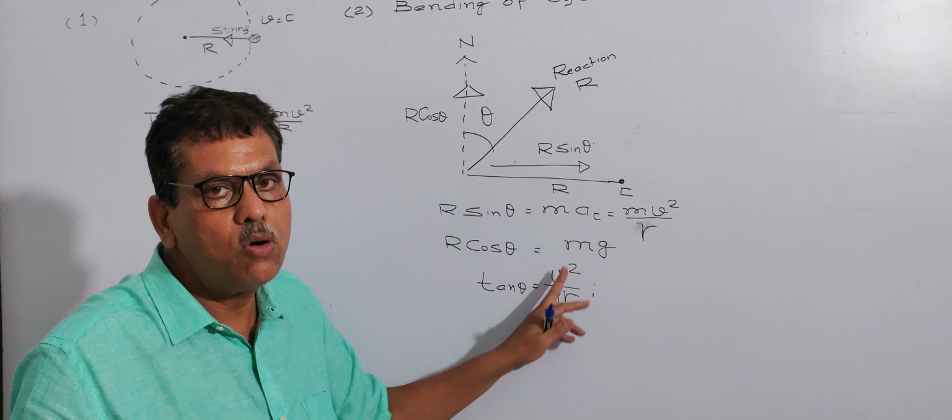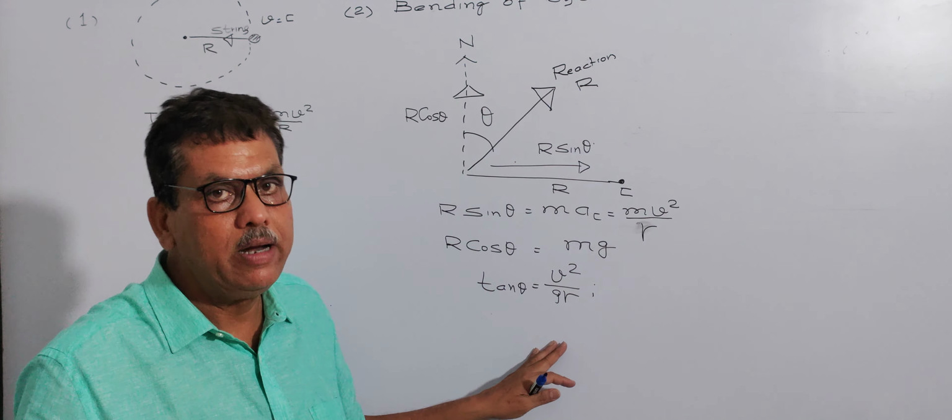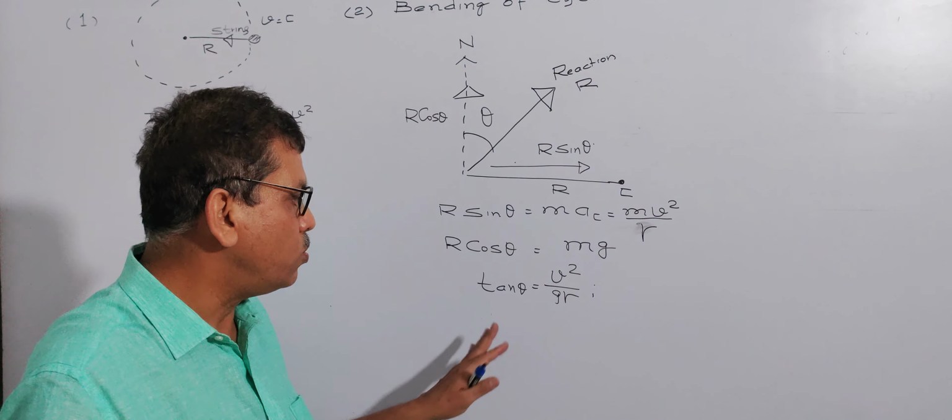So tan theta, you will observe from this expression, the more the speed of the object, the more the bending of the cyclist. If speed increases, the bending of the cyclist also increases.